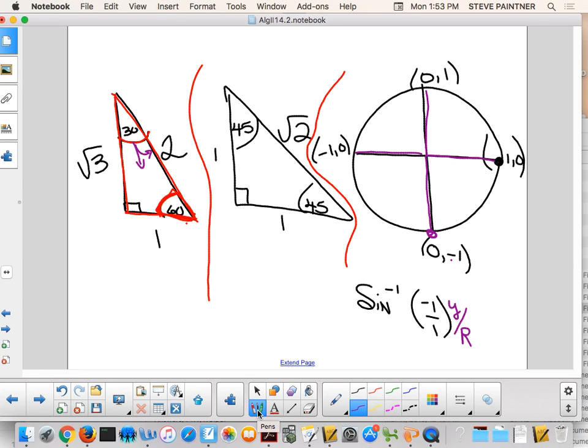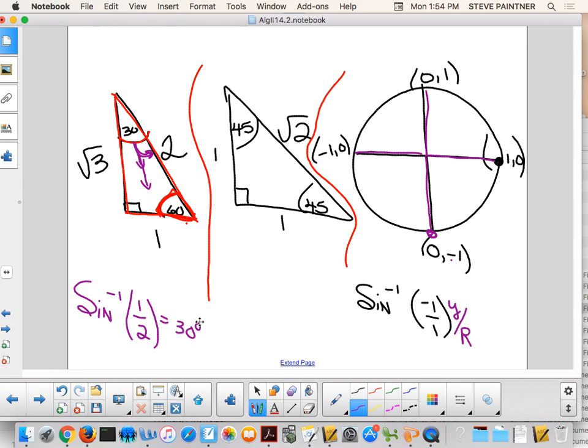Which triangle has a 1 and a 2 in it? Yeah, it's this one. Okay, you have two choices. Do you think it's 30 or do you think it's 60? Do you think it's 30? What's opposite of 30? 1. Hypotenuse. 2. Oh, it is. You guys, you got it. It's 30 degrees.